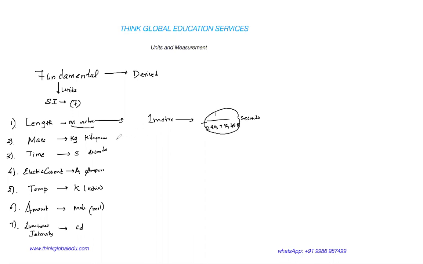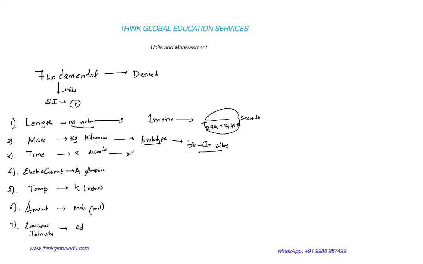And what is 1 kilogram? 1 kilogram is represented by a prototype which is kept in a secure vault. The prototype is the mass of a cylinder made up of platinum iridium alloy, kept at the International Bureau of Weights and Measures. This platinum iridium alloy cylinder is used to define 1 kilogram.